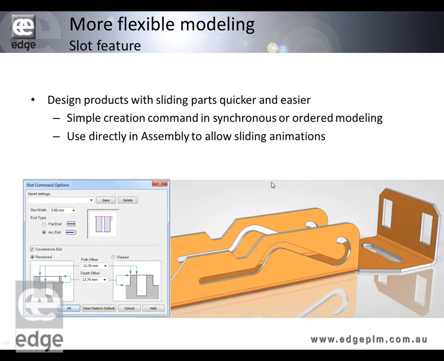Another new area is slots. This looks very simple, but there's a lot of detail available in here. The slot is a procedural feature, which means that when you select the slot after it's been created, you can get back all the dialogue that created it, its sketch and everything else. So it's very flexible to edit. Again, it's available in both ordered and in synchronous. Very powerful feature, and it creates a path that you can use for assemblies later on. We'll do a little bit of that later on.